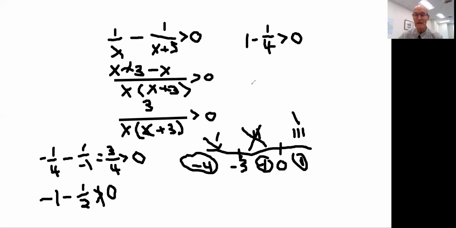So my solution set here is x is less than -3 or x is greater than 0. So this is a typical type of problem that we're working with when we're doing these nonlinear inequalities.